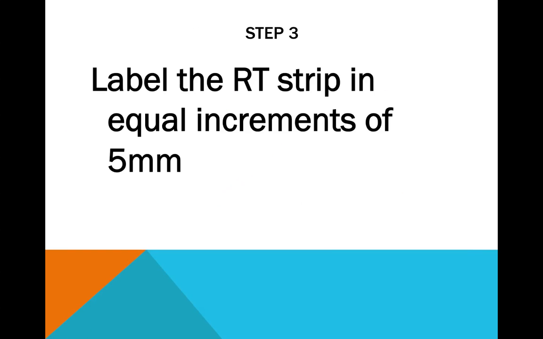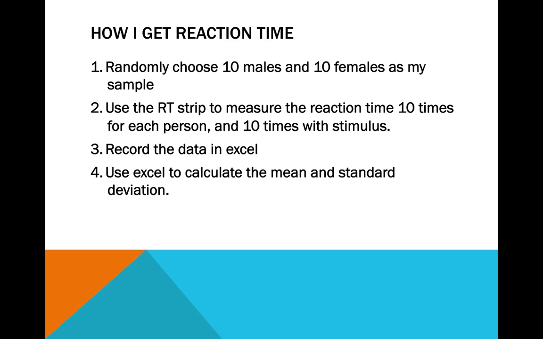Step 3, I label the RT strip in an equal increment of 5 millimeter. So I put the time on each 5 millimeter based on what I get in the Excel. This is how I get the reaction time.